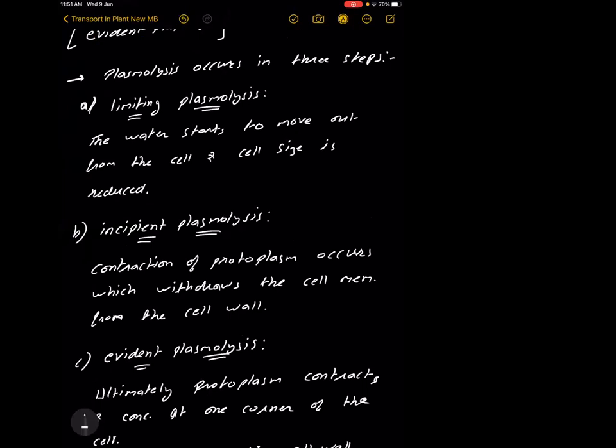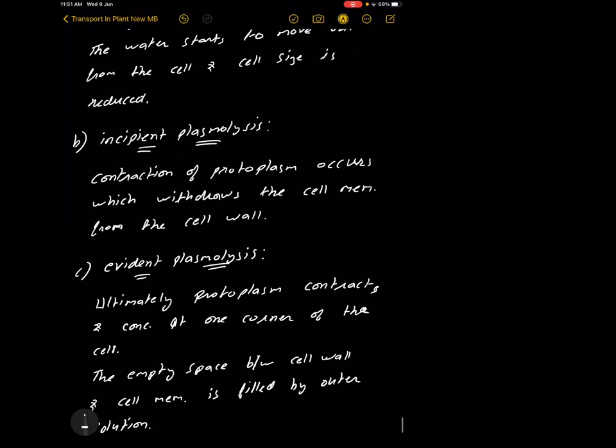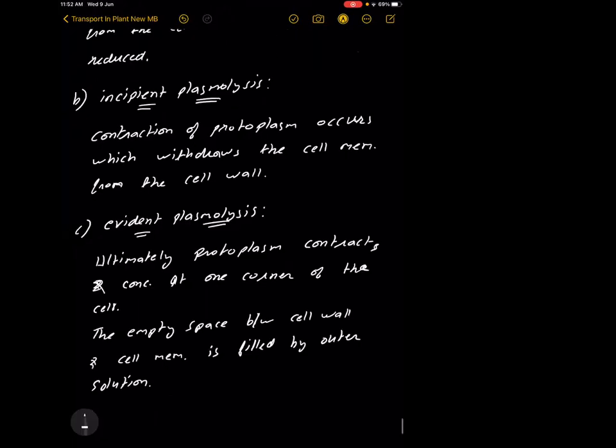Sir, what is that word after contracts in evident plasmolysis? Protoplasm contracts and concentrated. Concentrated at one corner of the cell. I used the abbreviation CONC only. Is it completed? Yes, sir, done.